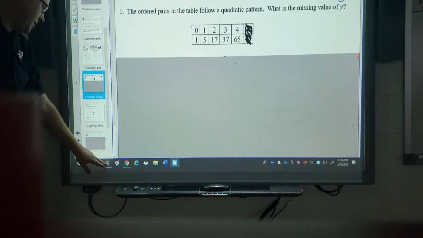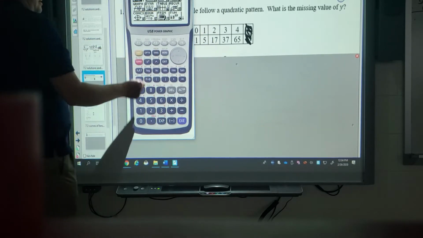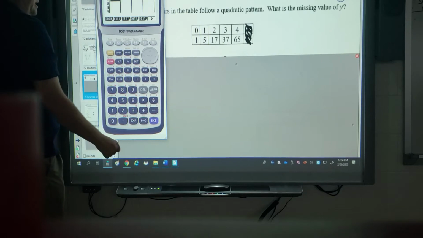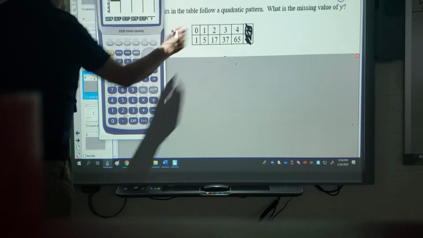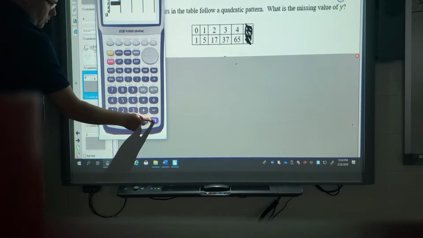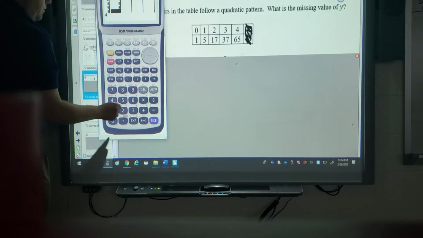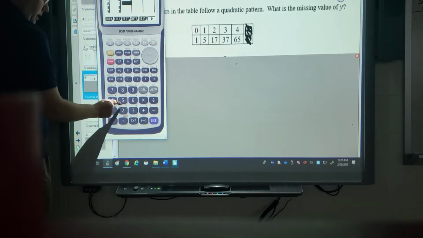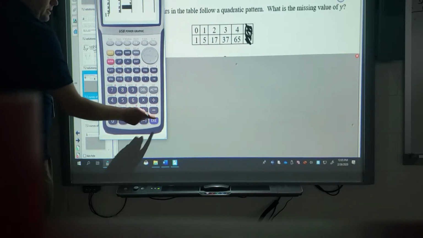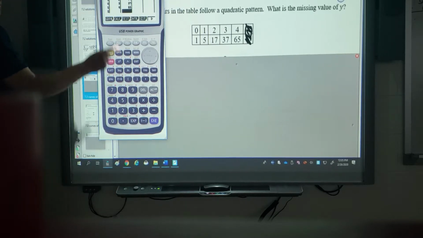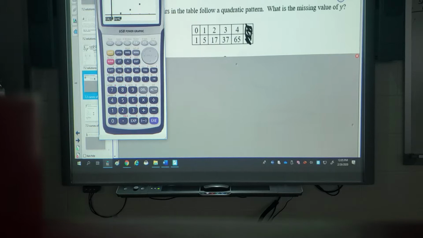So I'm going to go ahead, I'm going to go to stat, and I'm going to type in those numbers just like it looks at the table. If you already have any numbers there, just delete them all. So the top row is going to be my first column, so 0, 1, 2, 3, 4. And then I'm going to do the second column, which is the bottom row there, 1, 5, 17, 37, and 65. I'm going to press graph on graph 1 and look at the picture.